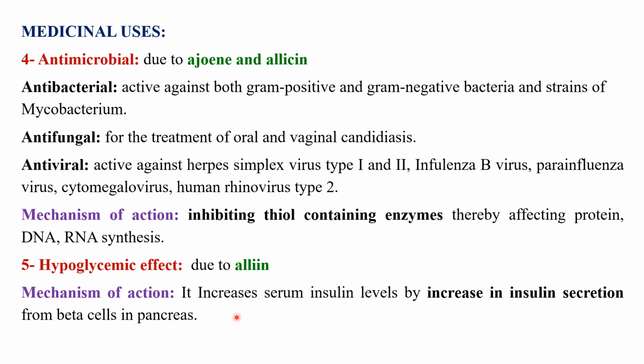Garlic is also well known as a powerful antimicrobial agent, and some people call it a natural antibiotic, a home remedy. This is due to its organosulfurous compounds such as ajoene and allicin. It showed antibacterial activity against both gram-positive and gram-negative bacteria and also strains of mycobacterium. This is very strong, even against sometimes resistant strains. So garlic is a very powerful antibacterial agent.